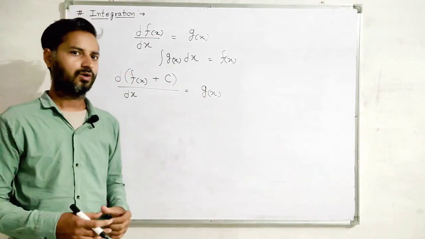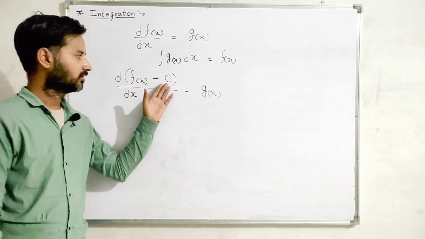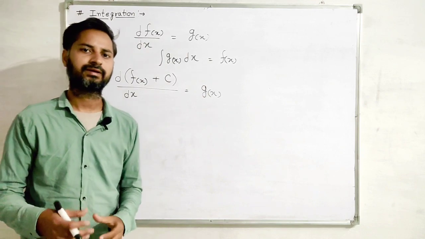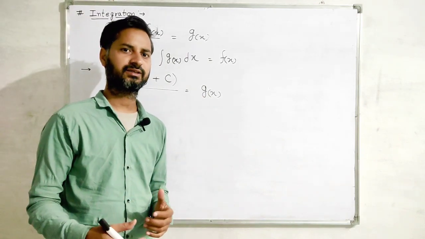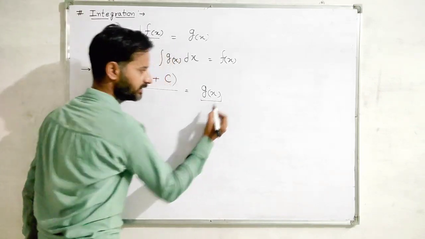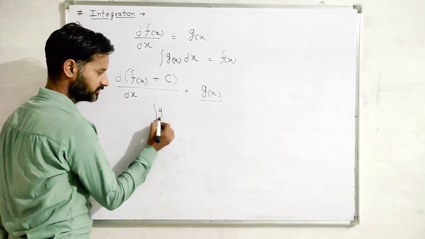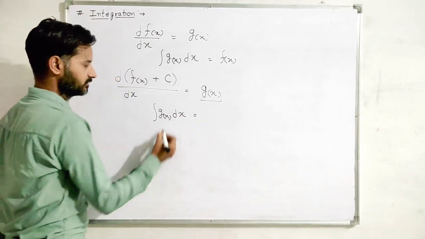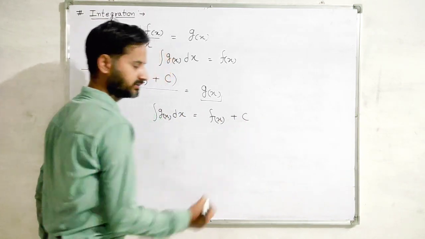So now if I integrate this, then what happens to this constant? In integration we have an uncertainty of a constant. So if I perform the integration of this, then I will write integral of g of x dx is equal to f of x plus integration constant c.